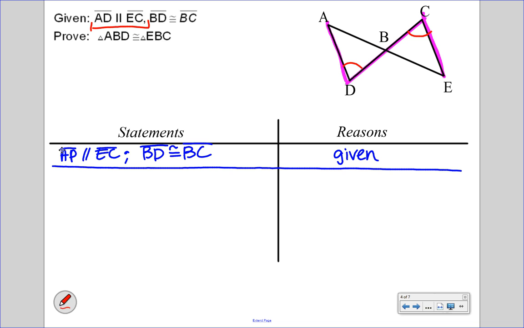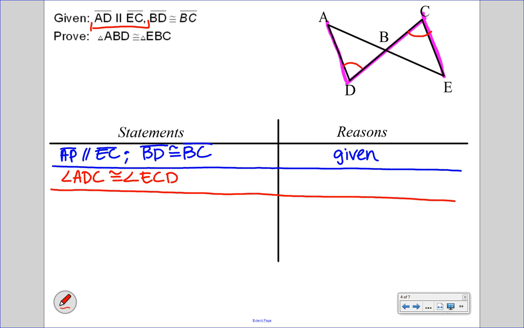So we can say angle ADC is congruent to angle ECD. And the reason for that is alternate interior angles congruence theorem, because parallel lines give us alternate interior angles. The next one is another freebie. BD is congruent to BC, so we can just draw that on our picture. BD is congruent to BC. And that's already written down. So we already have 2 congruency statements.